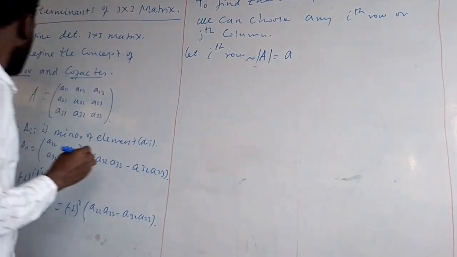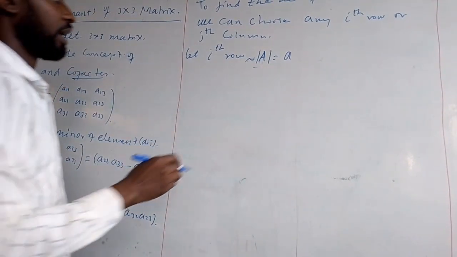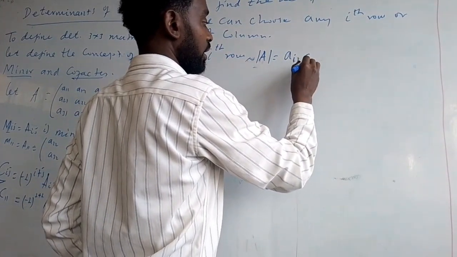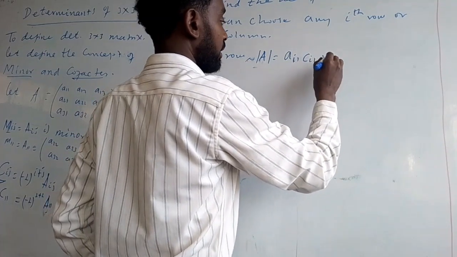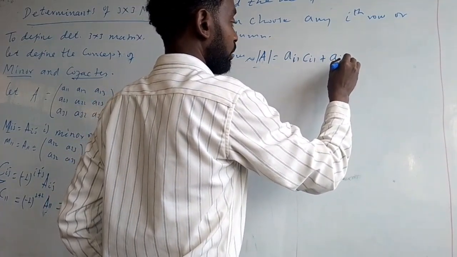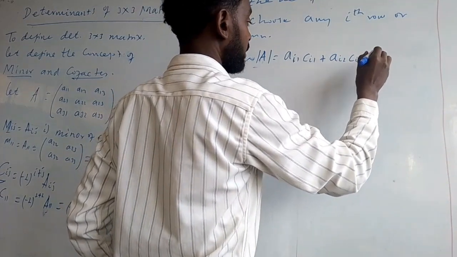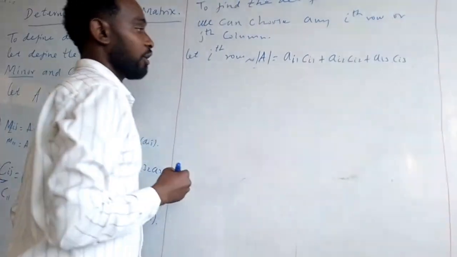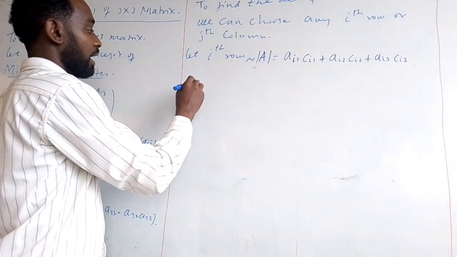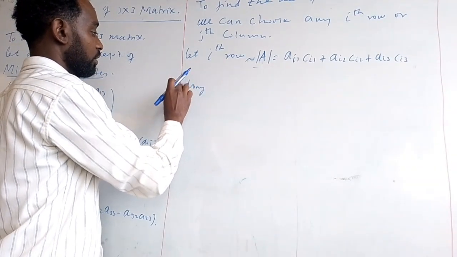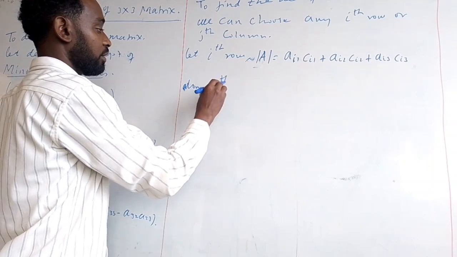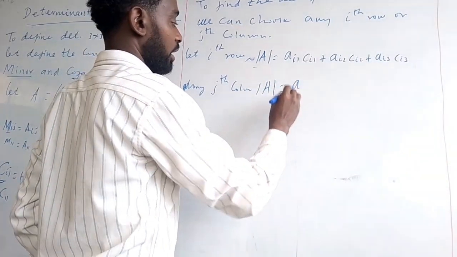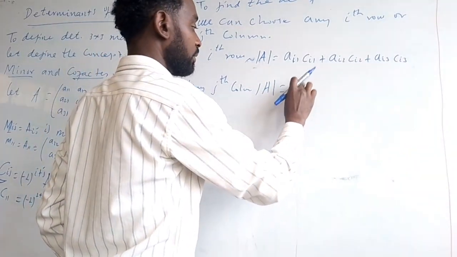By using along the i-th row, we can find the determinant of A as Ai1 Ci1 plus Ai2 Ci2 plus Ai3 Ci3. This is along the i-th row. The i-th row means, for example, taking the first row. We can take the second row or third row, it is possible, but we get the same value for the determinant. So we take the first row here.